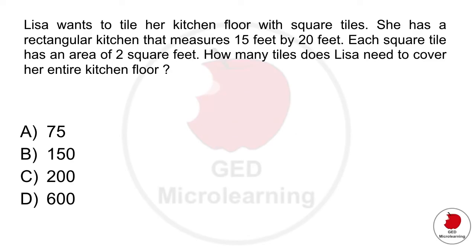Lisa wants to tile her kitchen floor with square tiles. She has a rectangular kitchen that measures 15 feet by 20 feet. Each square tile has an area of 2 square feet. How many tiles does Lisa need to cover her entire kitchen floor?